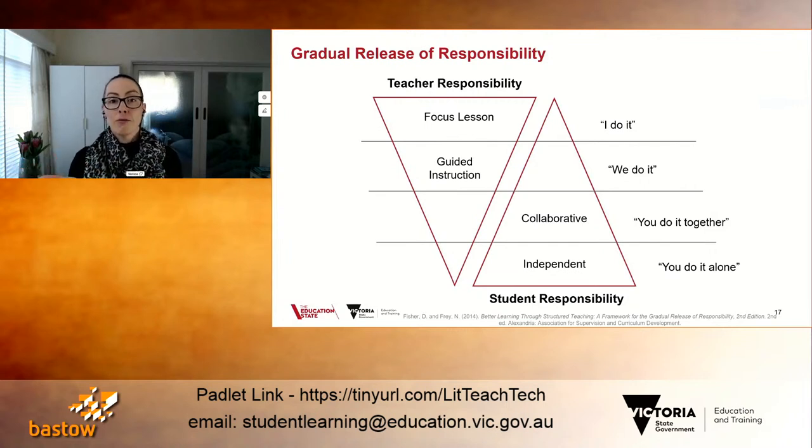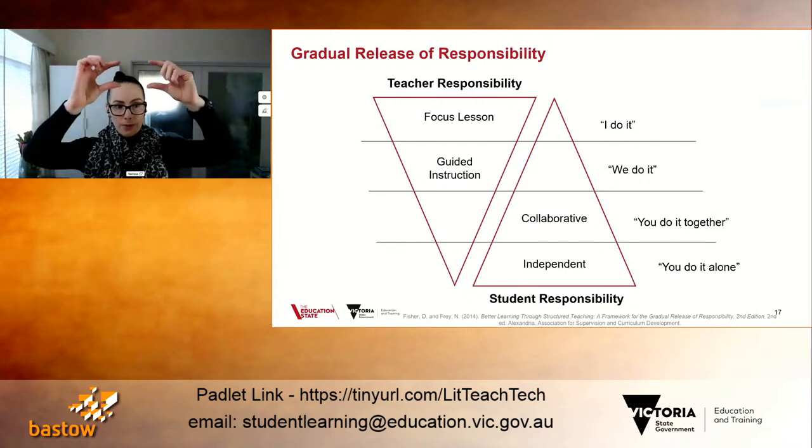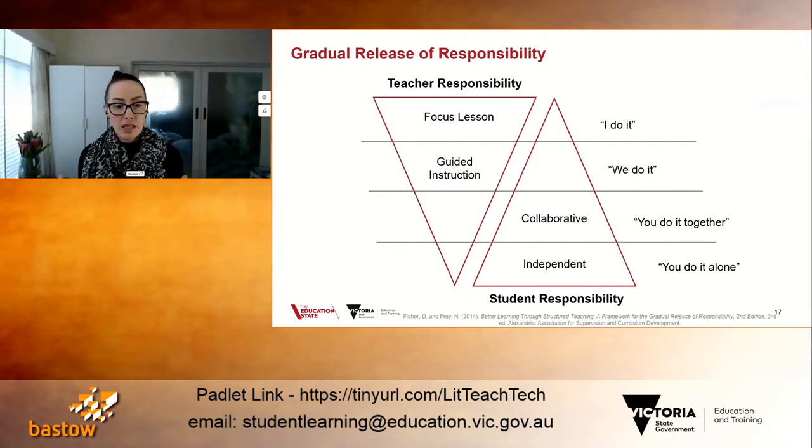Except you'll notice that there's a fourth layer in this one, which is the extra layer that Fisher and Frey added. That's the "you do it together." So in the "I do," if we go up to the top, and if you think about any skill that you've learnt, let's go back to my successful wooden spoon experience, because clearly it meant a lot to me, my 10 out of 10 wooden spoon.